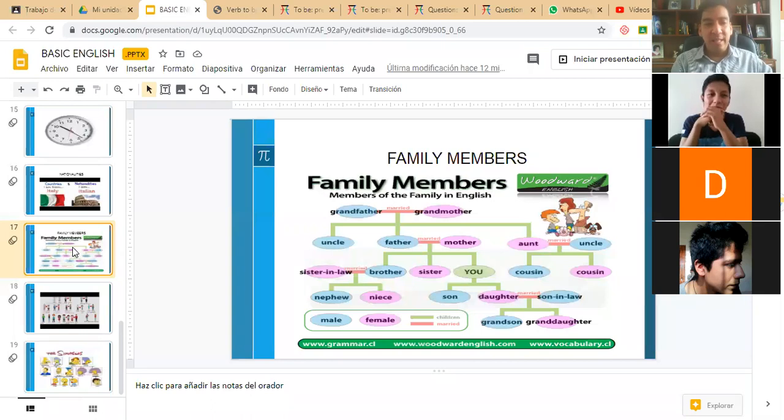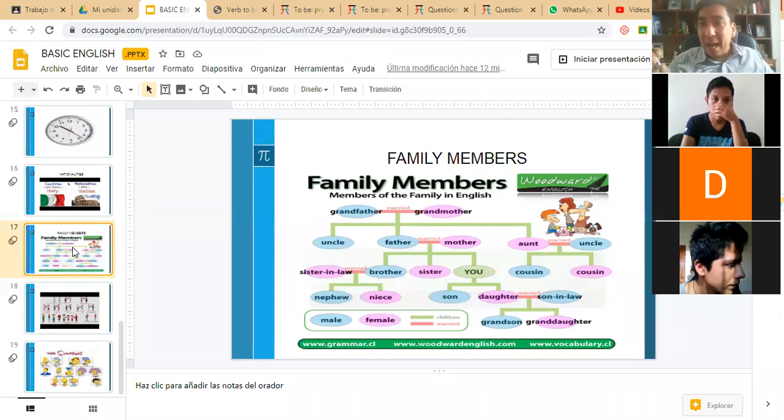And as you can see in this picture, we start with the grandfather and the grandmother, all right? Then we have the uncle, el tío, the father, the mother. Then we have the aunt, la tía. Then we have the sister-in-law, and here I do a stop. Y aquí hago un alto.